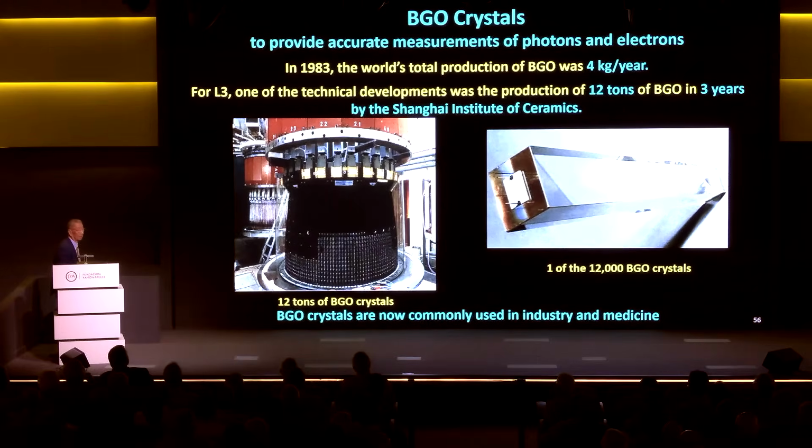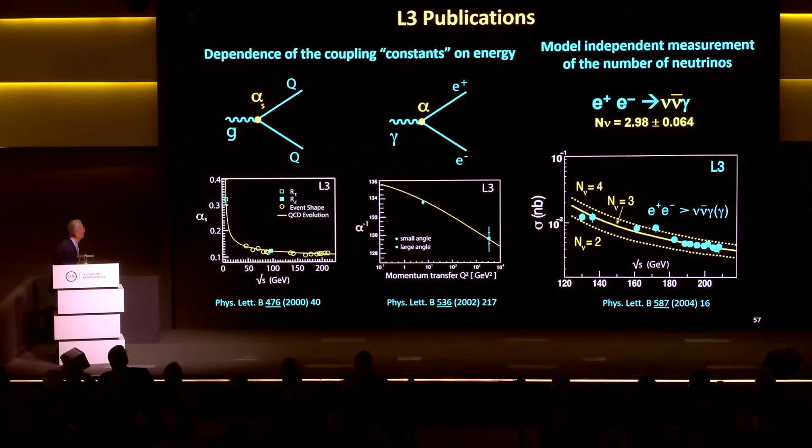So most people think this cannot be done. And finally, we found an institute in China which found a way to develop 12 tons of crystal in 3 years. And this is one of the crystals. It is transparent, but has the density of stainless steel. So BGO crystals are now commonly used in industry and in medicine. There are many publications from this experiment. Let me list 3 as examples.